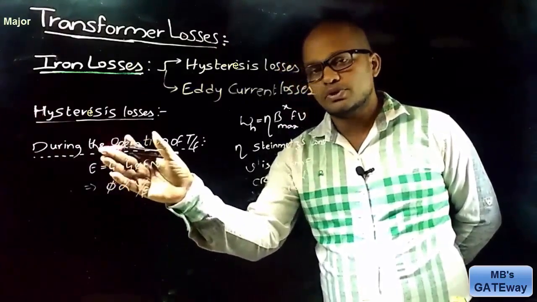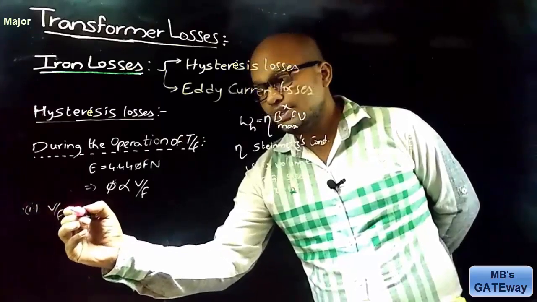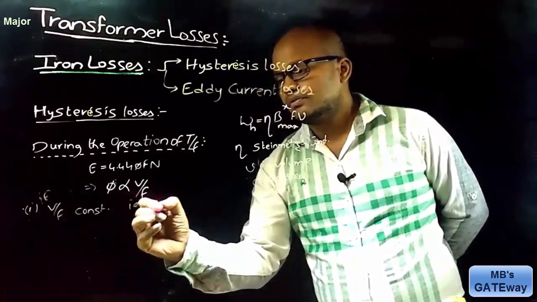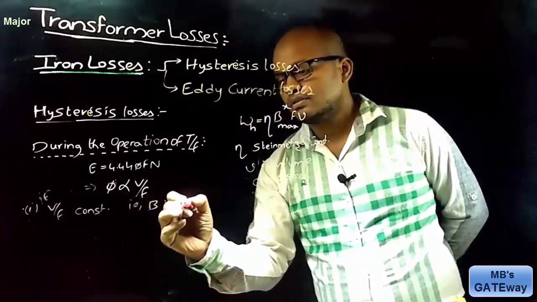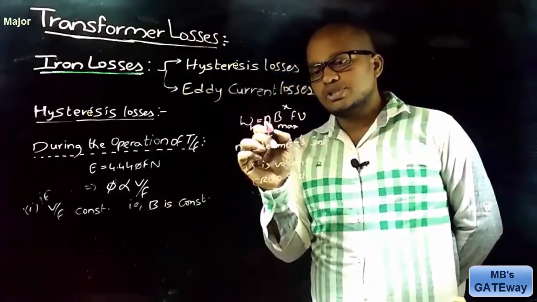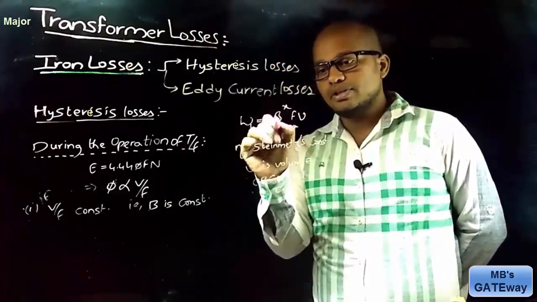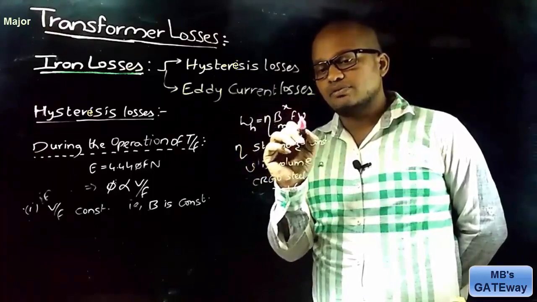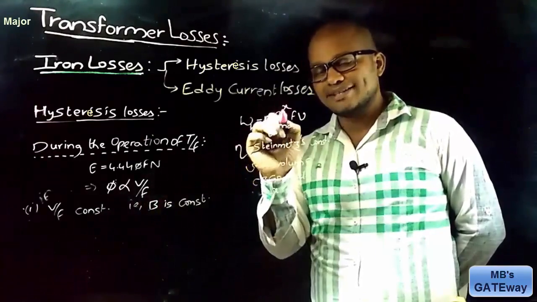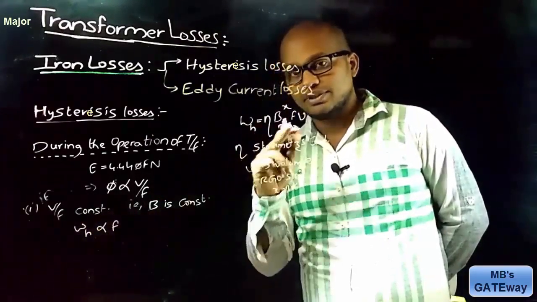So during the operation of a transformer, if the V by F ratio is maintained constant, that is, if B is constant, then from the relation WH is equal to eta into B max power X into F into V, where eta is constant and volume V is constant, and here B is considered constant, meaning B max is also constant, which means that hysteresis loss is directly proportional to the frequency.